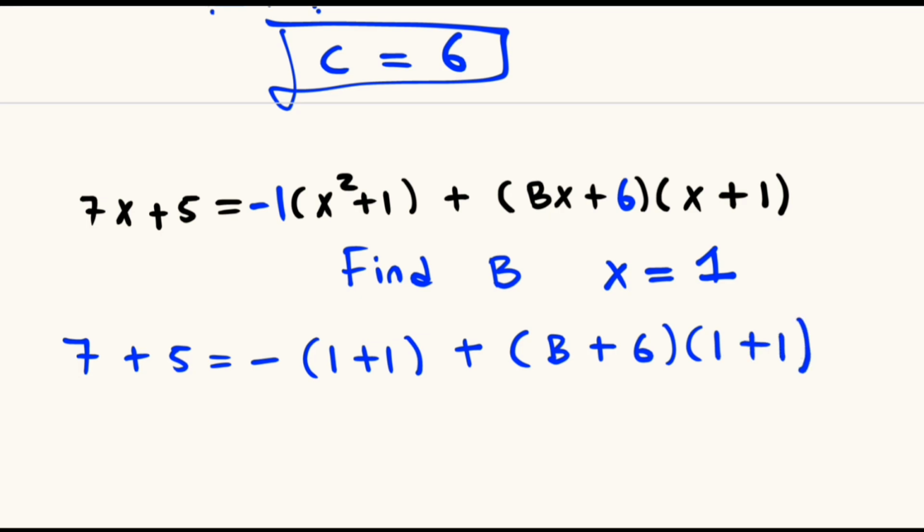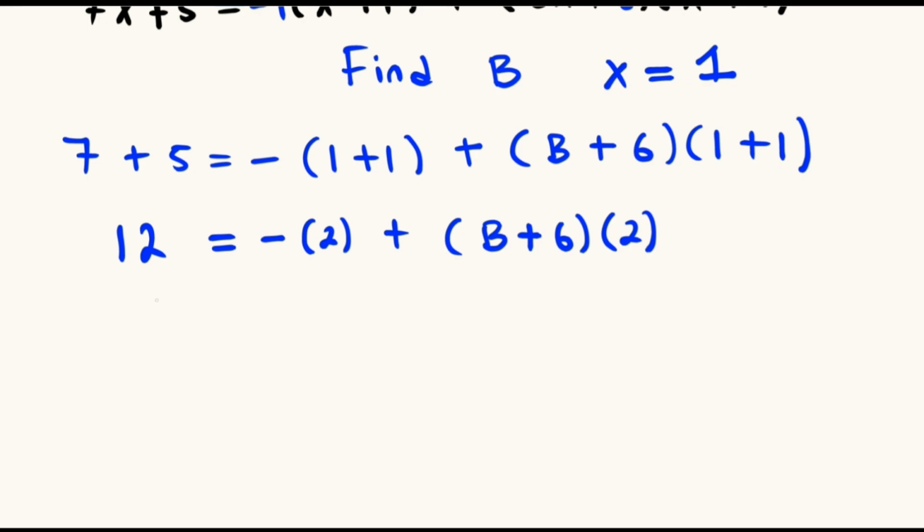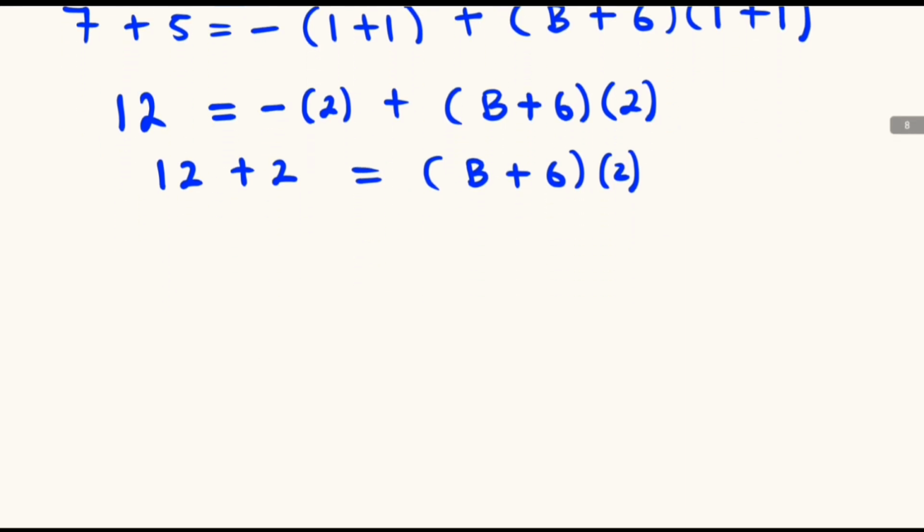7 plus 5 is equal to 12, which is equal to negative into 1 plus 1, which is 2, plus b plus c multiplied by 1 plus 1. We have 12, and we take the negative 2 to the left, it becomes positive 2, which is equal to b plus c multiplied by the 2. 12 plus 2 is equal to 14, and this is equal to b plus 6 multiplied by 2.